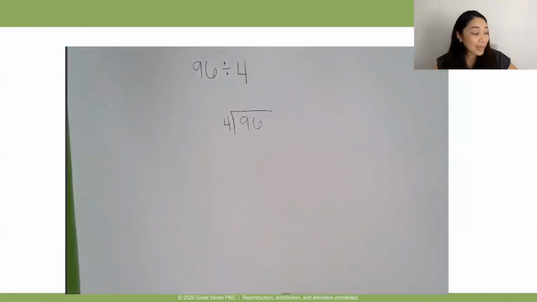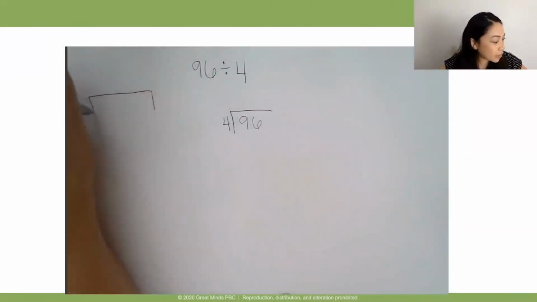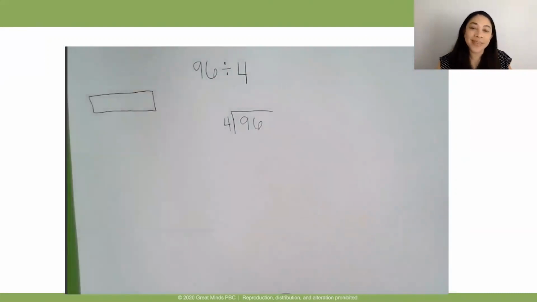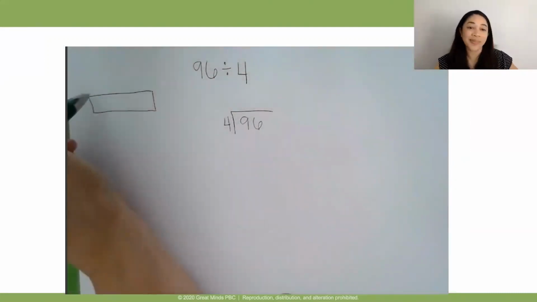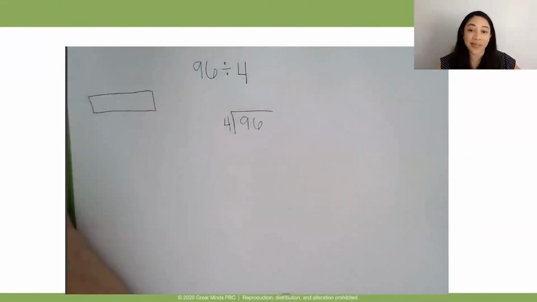The expression 96 divided by 4 can describe a rectangle with an area of 96 square units. We're trying to find out the length of this unknown side. What is the known side width? 4.